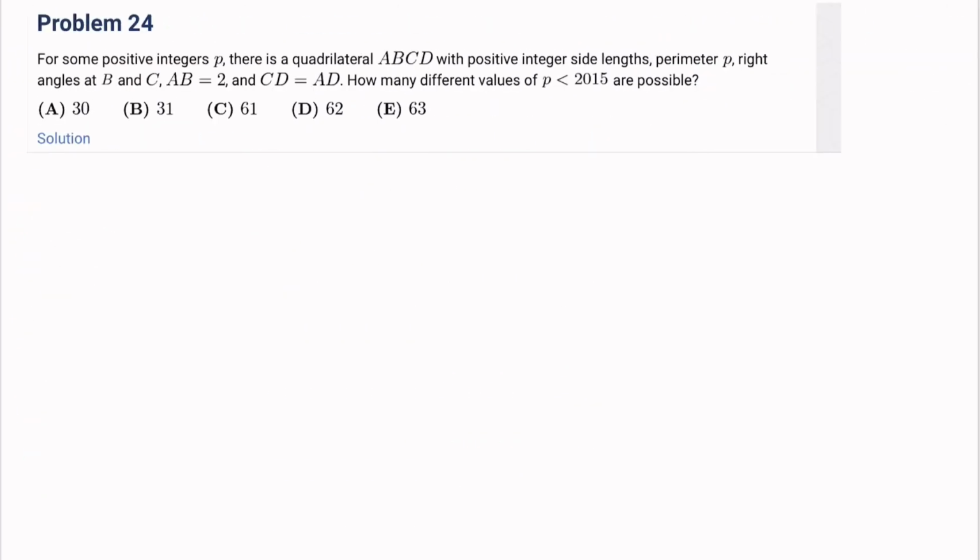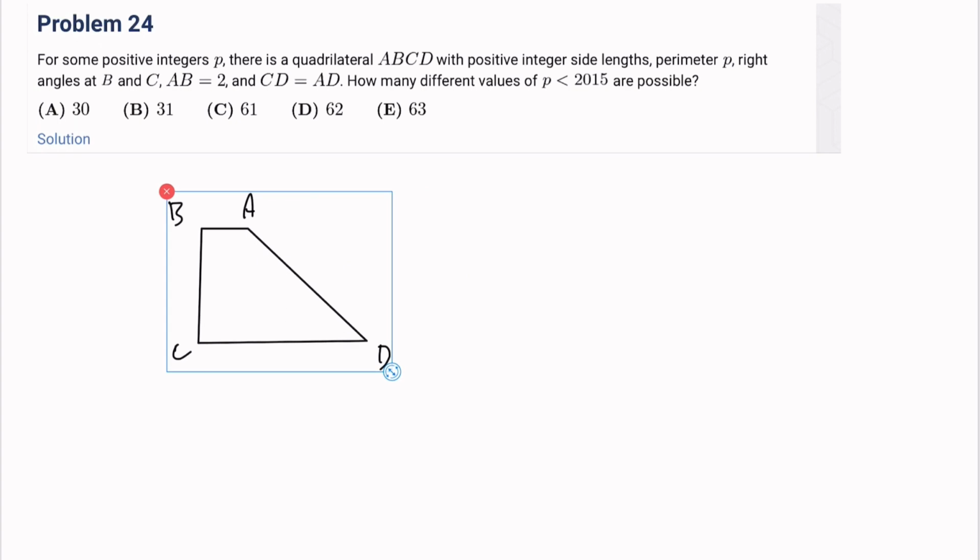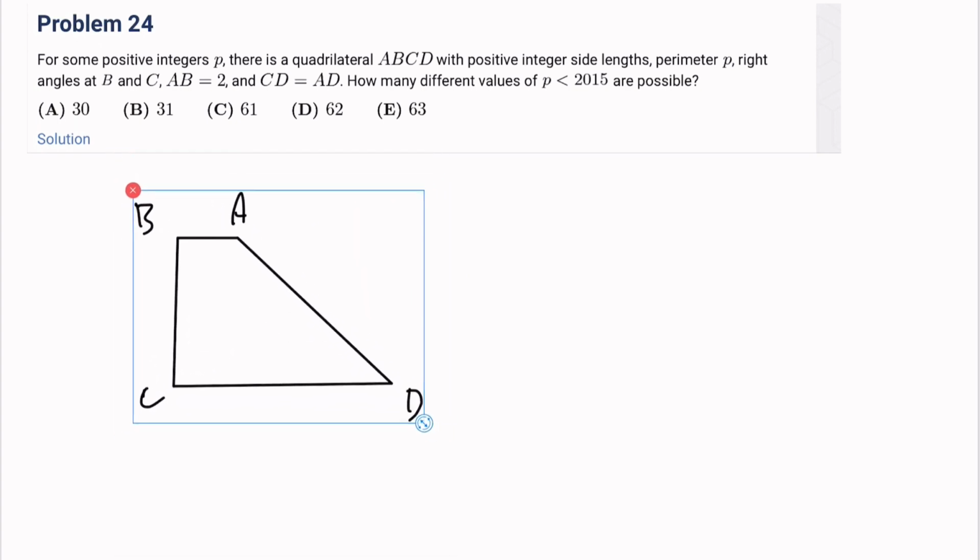Number 24. For some positive integers p, there is a quadrilateral ABCD with positive integer side lengths, perimeter p, right angles at B and C, AB equals 2, and CD equals AD. How many different values of p less than 2015 are possible? So let's draw a diagram first. So this would be what ABCD looks like, right?